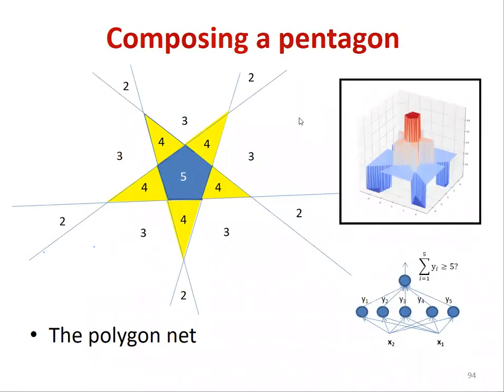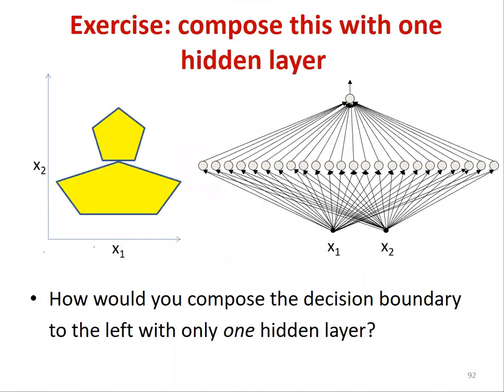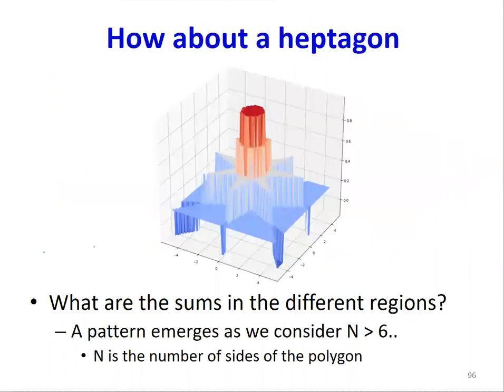So Dan, what I mean by naively is if I just try to model these individual boundaries and then try to compose it in some manner, you're not going to be able to do it. Okay, that's what I mean by naive. Okay, so this is what the sum would look like for a heptagon.